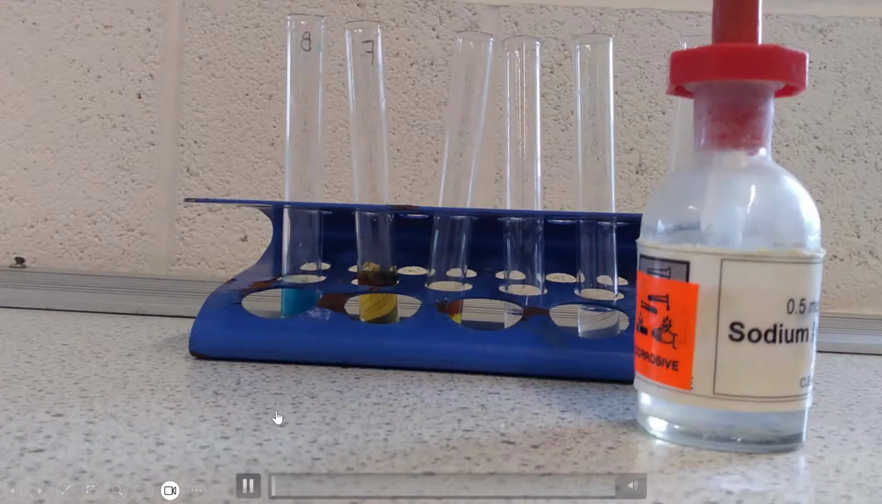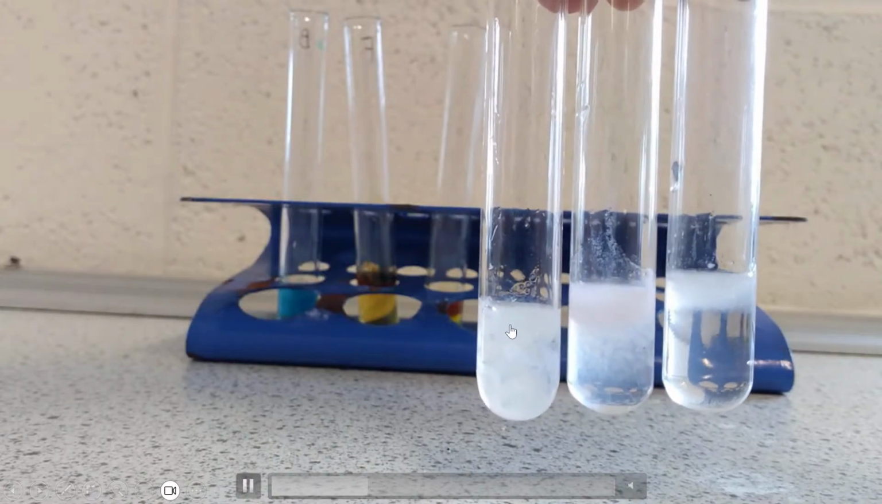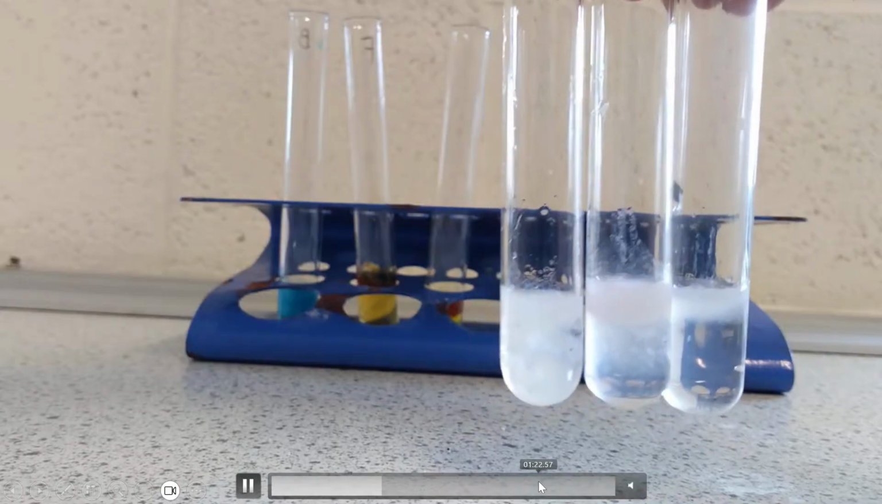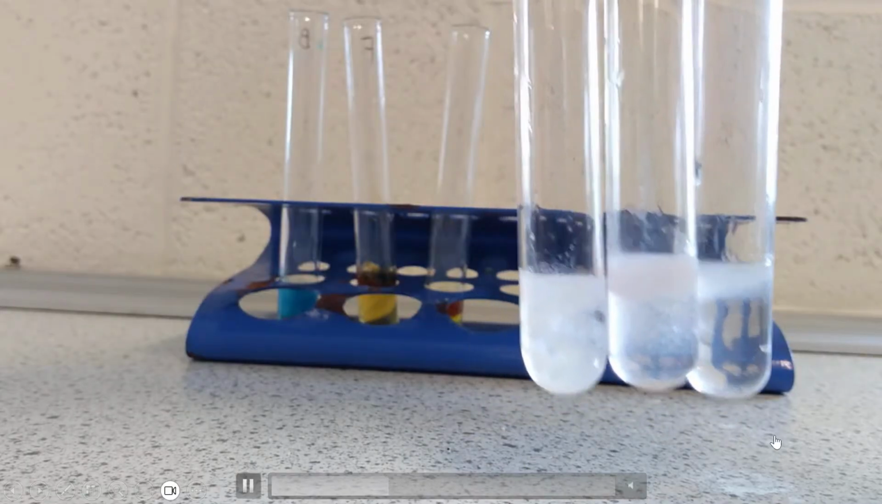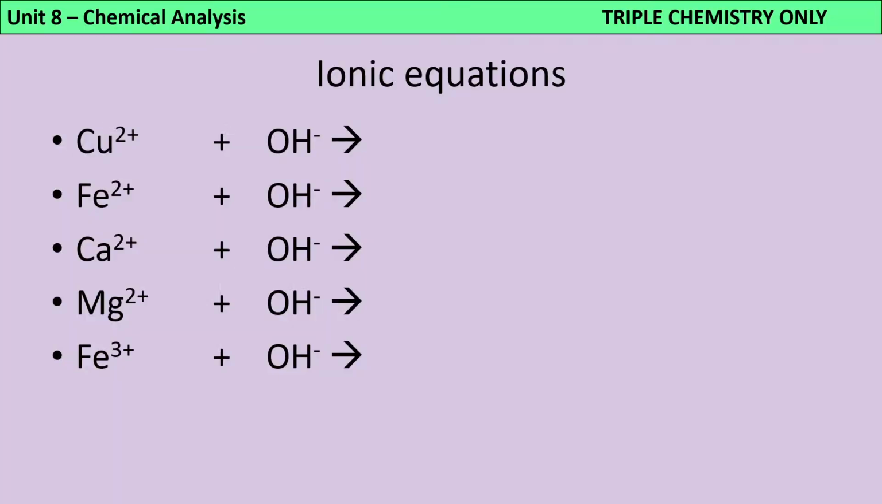And then you've also got the white precipitates. So these are calcium and magnesium and aluminium. And crucially, if you keep on adding sodium hydroxide, then the aluminium will eventually redissolve.